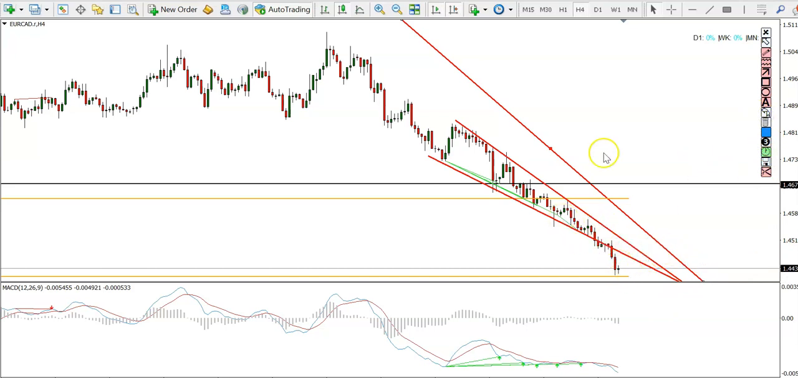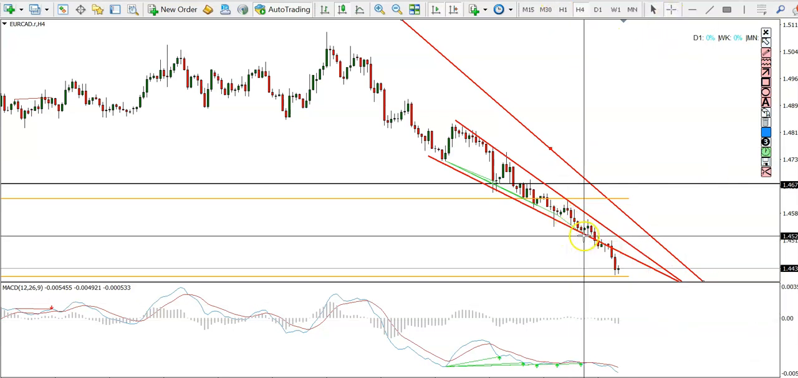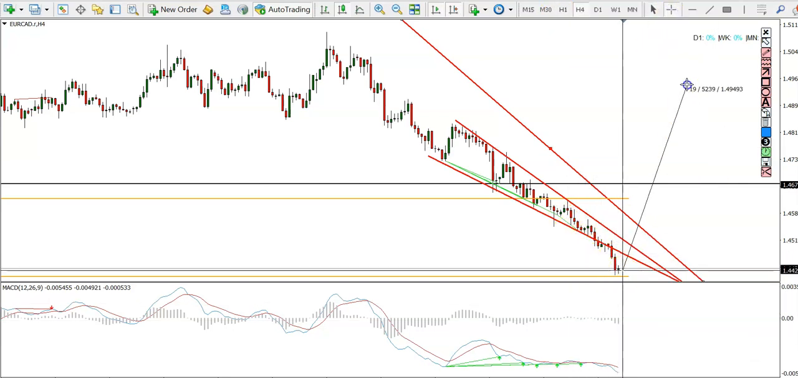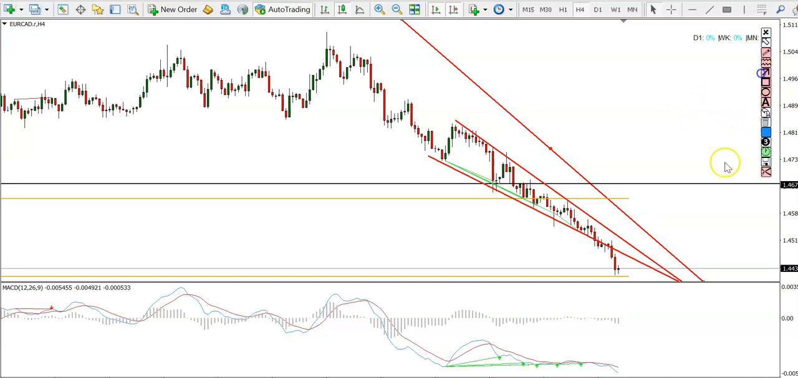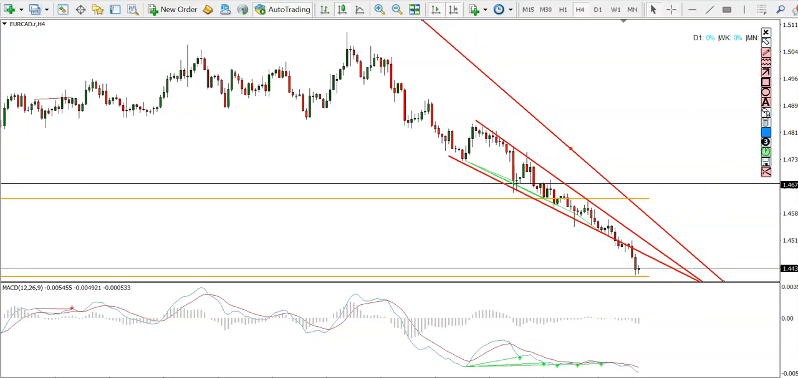It broke out of this wedge. So normally when that happens, it breaks out of the wedge, and then what you'll usually see is this here rocket off from this area to the upside. We'll just zoom in.